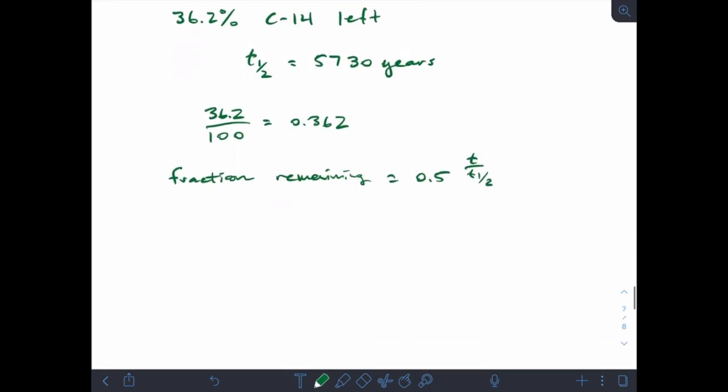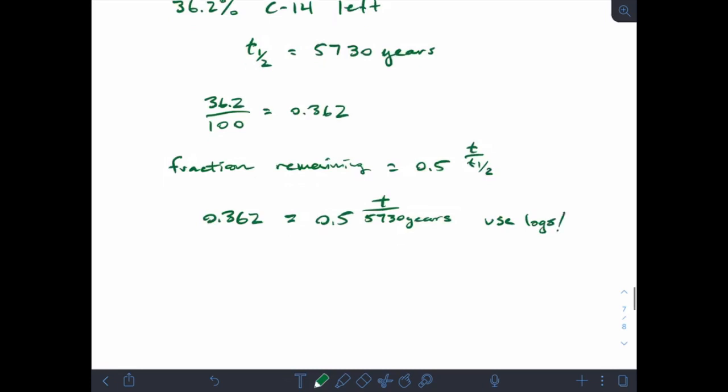Okay, so let's plug in some values here. Our fraction remaining is 0.362. We plug into our fraction remaining equation, so it's 0.5 to the t over 5,730 years. Okay, so how are we going to solve for t? We're going to use logs.